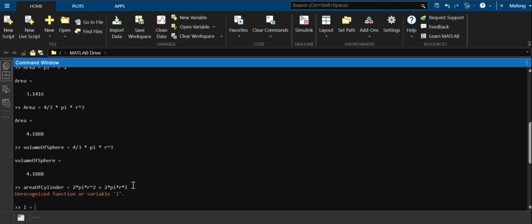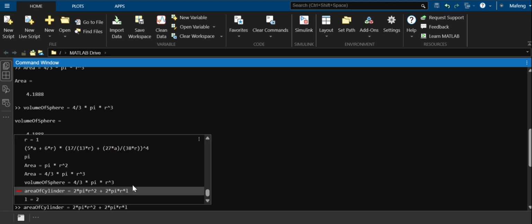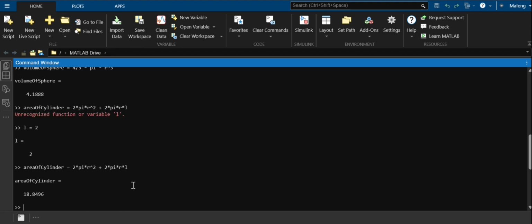First you have to give l a value. So let's just say it is 2. Cylinder has length 2 units. So if we run this line now, we'll get a value. Area of cylinder, 18.8496. Okay, so if there is no value assigned to any of your variables, MATLAB will throw an error. So each of your variables needs to have a value in order for the expression to be evaluated. Because if there is no value for any of the variables, then the expression cannot be evaluated.